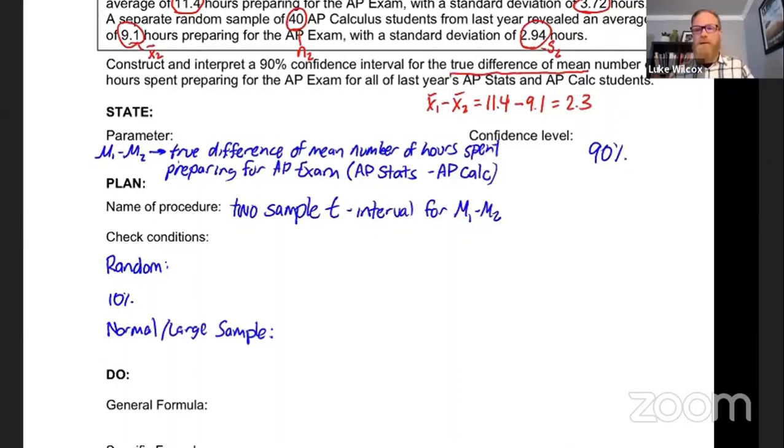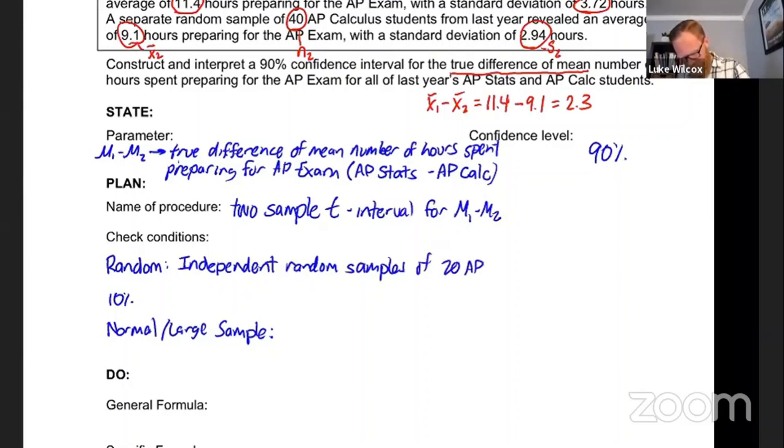The thing here is we're going to have to do twice the amount of work because there are two samples here. So the random condition, we do have two random samples. It's also very important to state that those two random samples are independent of each other. And that'll become important when we look at the formula for the standard error. So independent random samples of 20 AP Stats and 40 AP Calc students. So we would say that that condition is satisfied, making note that we have included the word independent there.